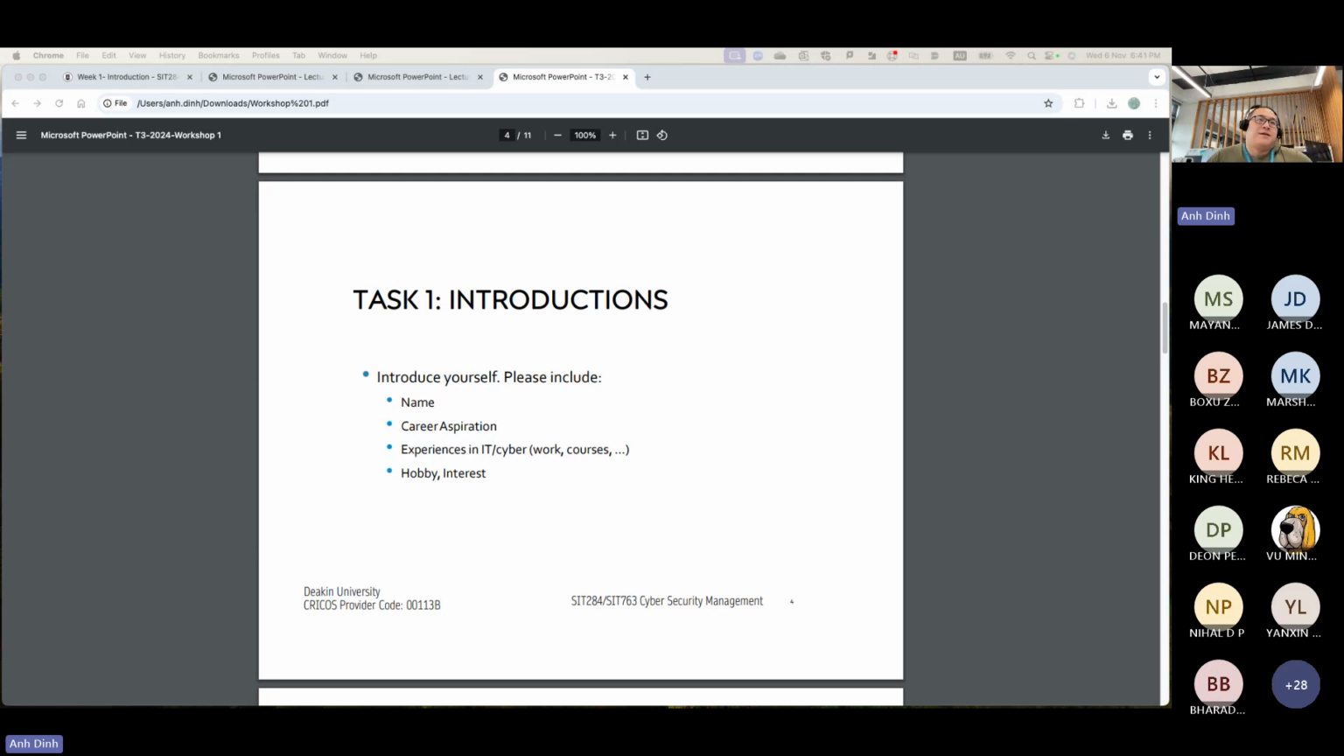Okay, right. My name is Anh, and I'm originally from Vietnam, and I work as a security researcher, and I teach security as well. My main research interest is in large and distributed systems like cloud systems, distributed database systems and blockchains. And my career aspiration, I no longer have an aspiration, I guess. Maybe my aspiration is to be better in my current career, which is a cybersecurity researcher and teacher. And my experience in IT and cybersecurity is mainly in research and teaching.